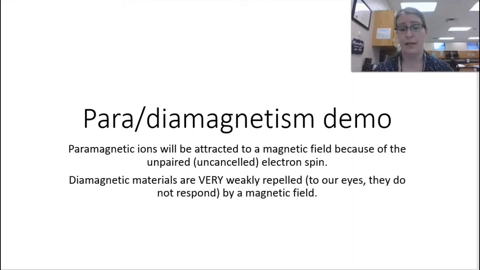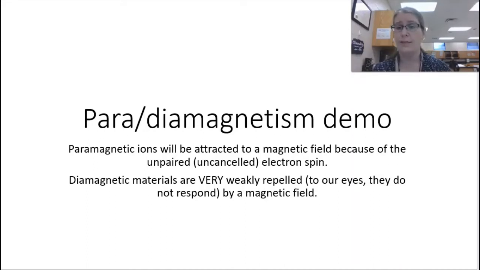Diamagnetic materials then will have all 100% one up, one down paired electrons. And in fact, they are very, very, very weakly repelled by a magnetic field. But that's an effect that you would have to have extremely sophisticated measuring equipment to see. To our eyes, essentially, something that is diamagnetic will not be affected by a magnetic field.